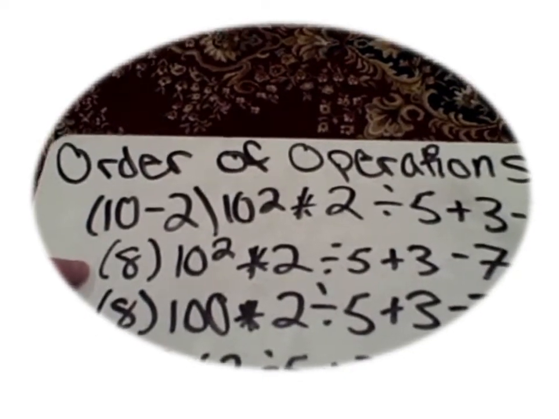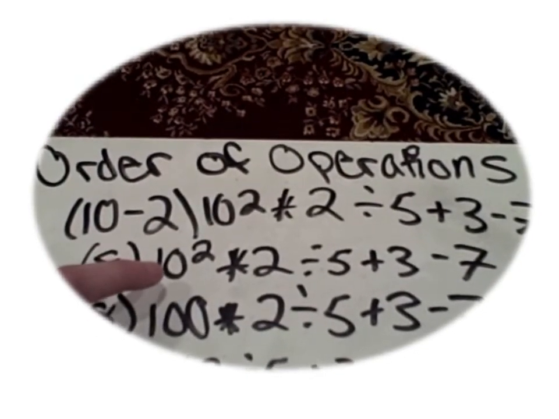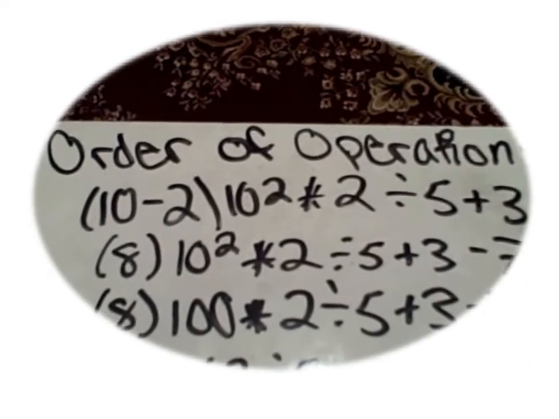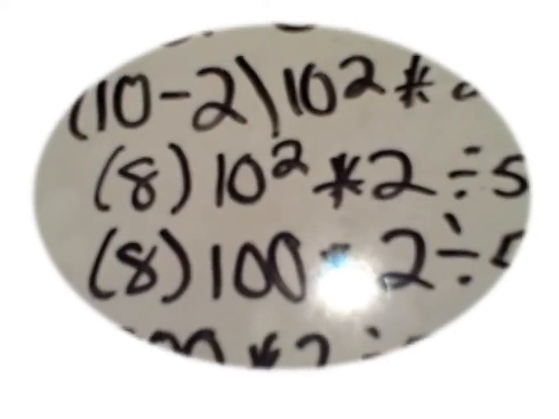After parentheses, you do exponents. 10 squared equals 100. And so you replace 10 squared with 100 and write the rest of the equation.